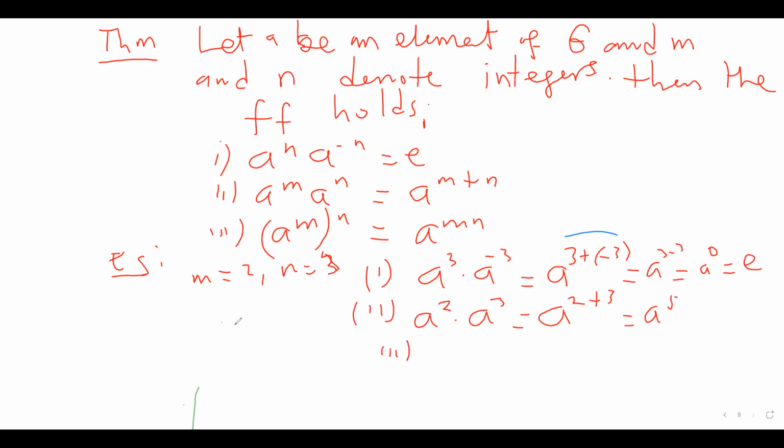Then the third one, a to the power 2 all to the power 3 is equal to a to the power 2 times 3, which is a to the power 6.